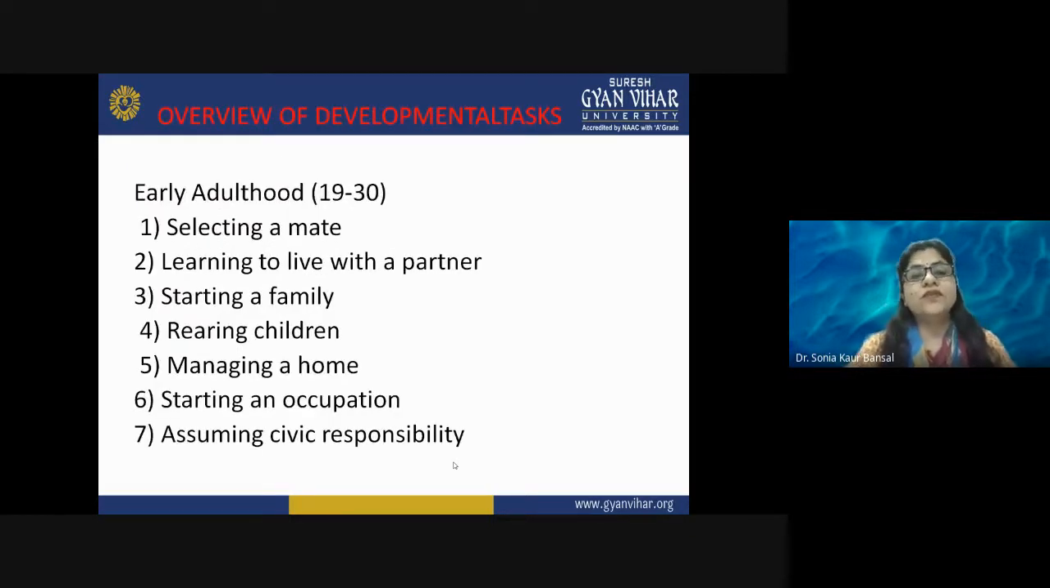Now let's have an overview of developmental tasks, which I'm going to tell you in a nutshell, like early adulthood in 19 to 30 years. So selecting a mate is really an important developmental task in this age.